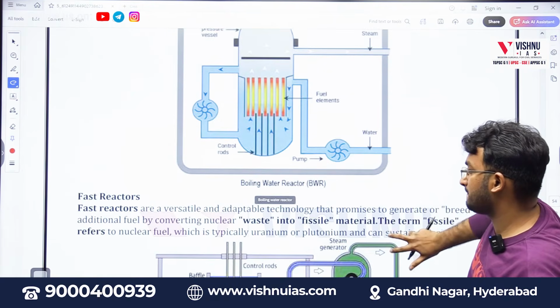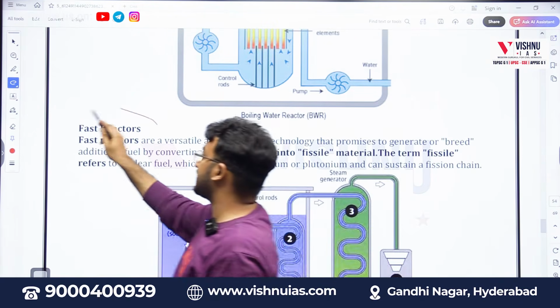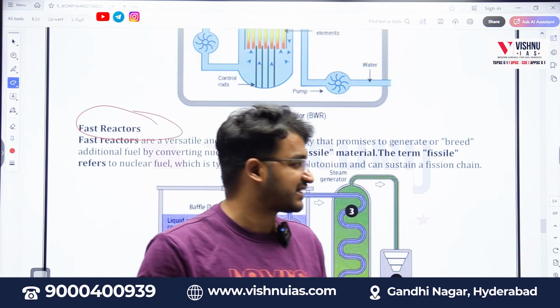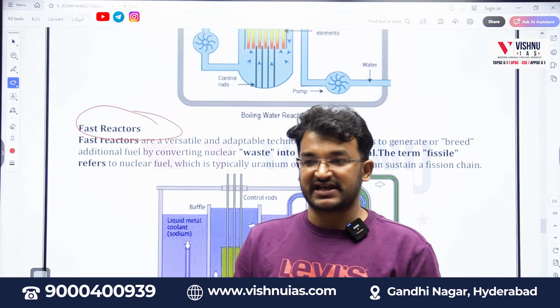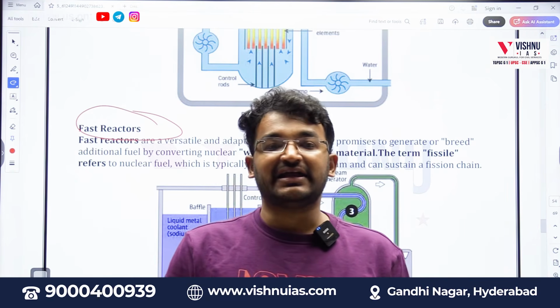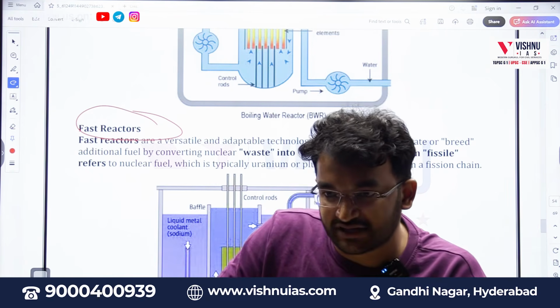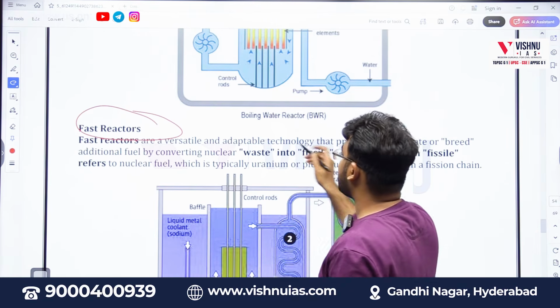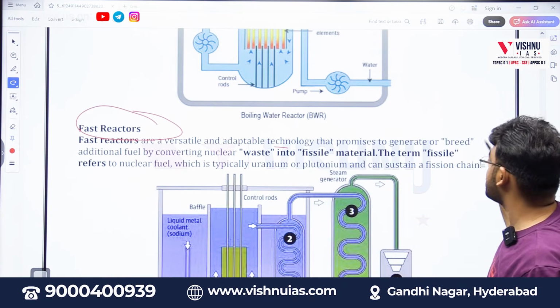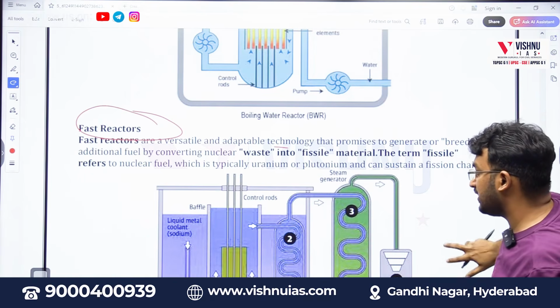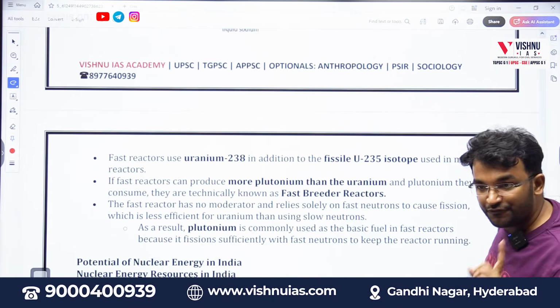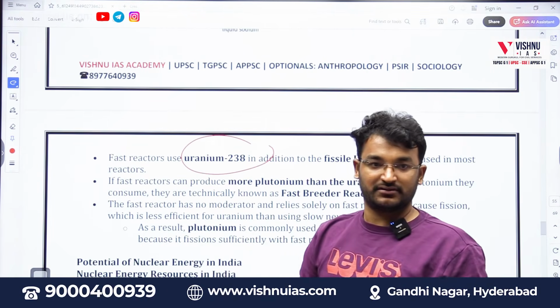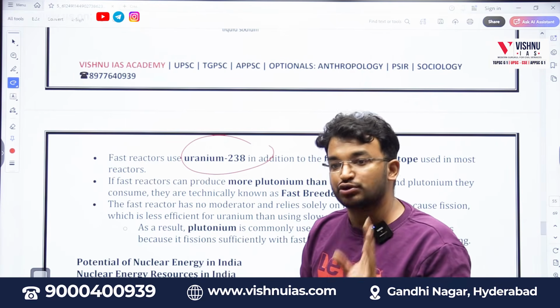Next, fast reactor. Now what is this fast reactor? This is the last classification here. This is a newer version and India is also developing this prototype actually. This is a versatile and adaptable technology, promises to generate or breed additional fuel. Indulo manam em chestamanante we are using uranium-238 directly.